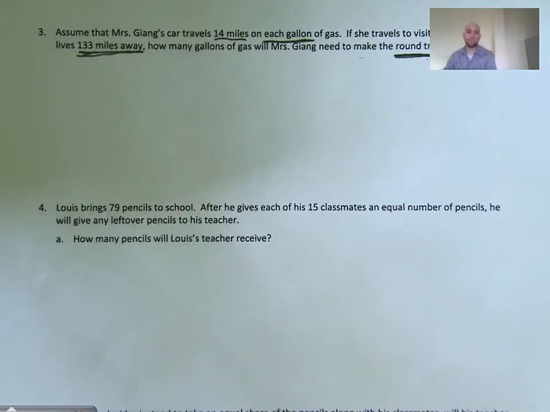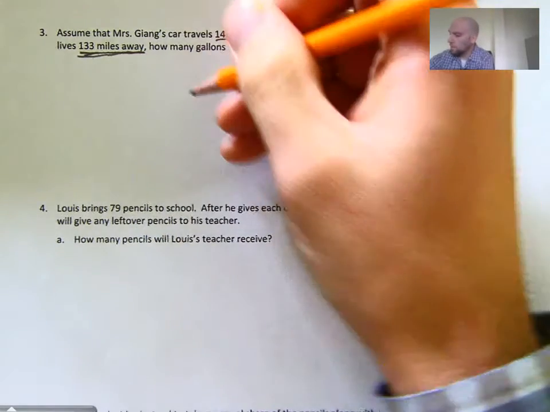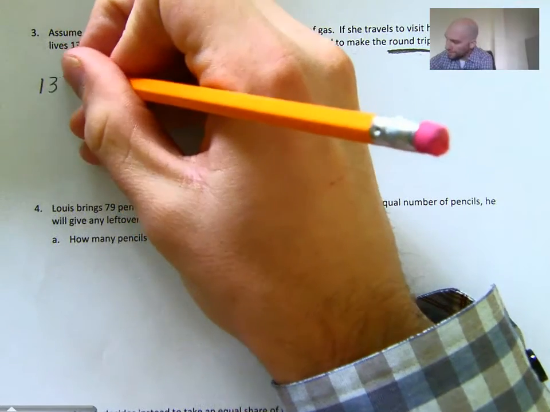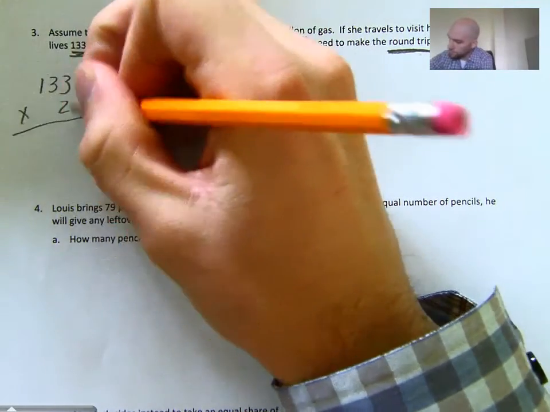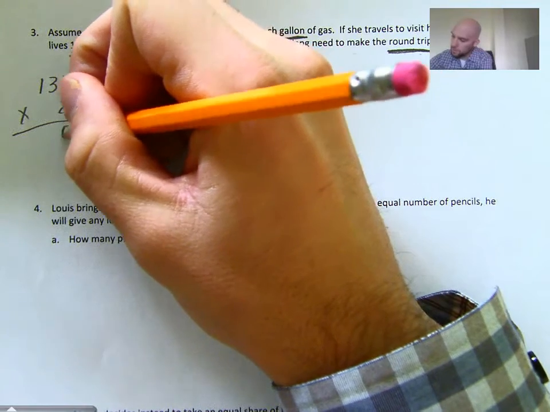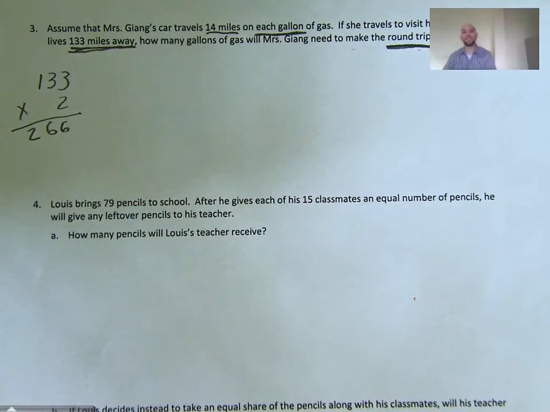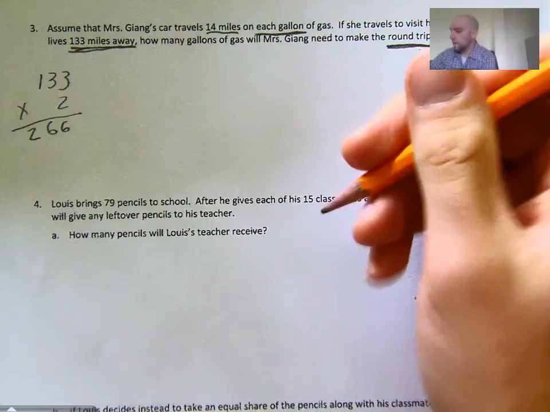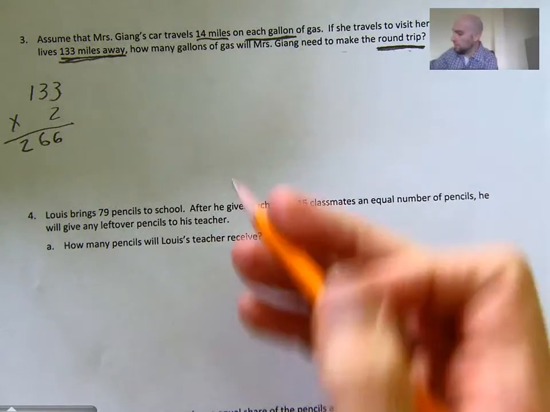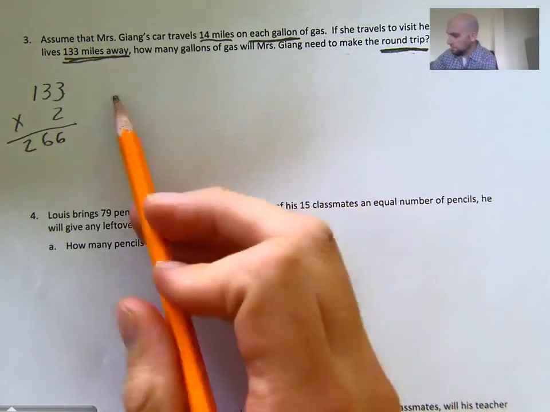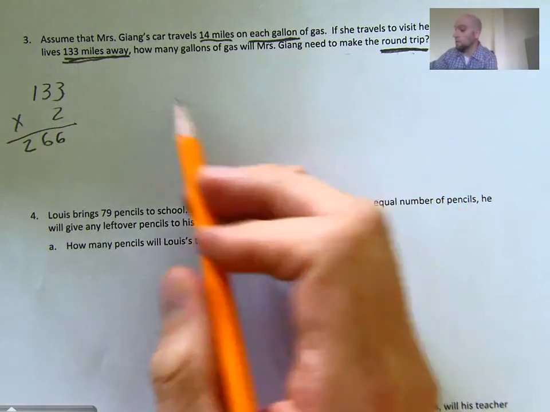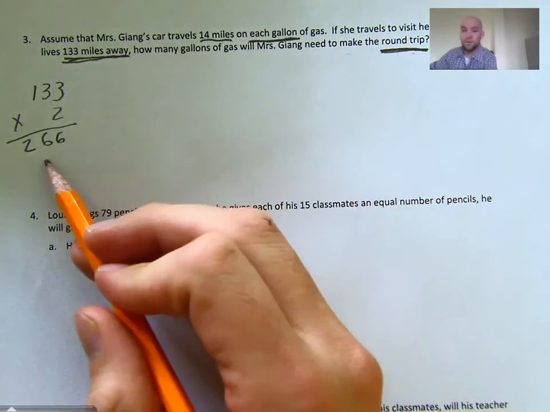Now, round trip, that means she's going there and back. So it's not just going to be 133 miles. It's going to be double that. So I'm going to start by doing 133 times 2. 3 times 2 is 6. 6. 2. And we get 266. So we know that Mrs. Zhang's niece lives 133 miles away, but her full trip is going to be 266 miles.